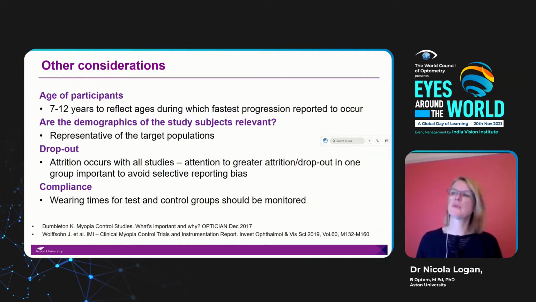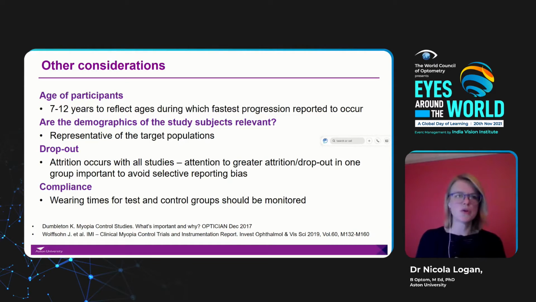Other points that we might want to consider are the age range of participants. So we know myopia typically develops, varying slightly in different parts of the world, but on average, at around 7 to 12 years of age. And that's where we typically get that fastest progression. So that's the age range that we're looking to see that the studies have been done on.